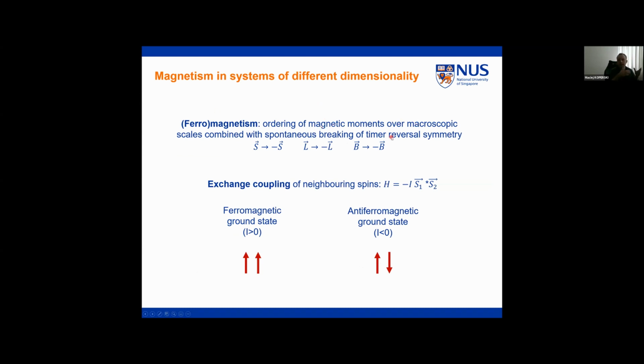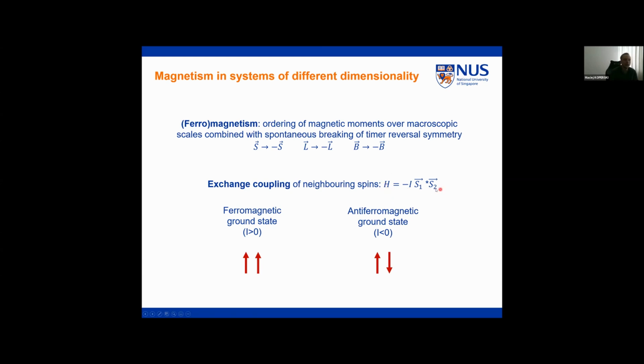Such a type of interaction, which we call, for instance, ferromagnetism, is related to the breaking of a symmetry that is usually preserved by many other types of interactions in solids, and this is called time reversal symmetry. This is a symmetry where you flip the orientation of the spin, you flip the orientation of the orbital momentum, and then you flip the orientation of the magnetic field, and most Hamiltonians are the same under such a transformation. However, ferromagnetism is one of the many-body processes that breaks this symmetry, and one of the ways to do that is via the so-called exchange interaction.